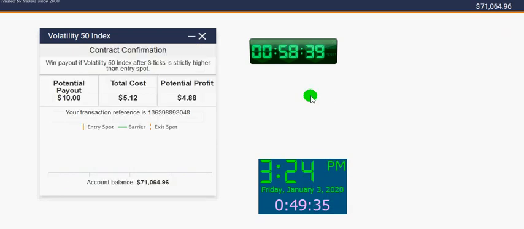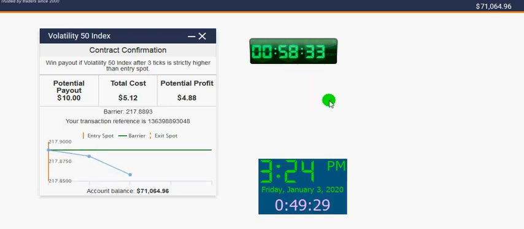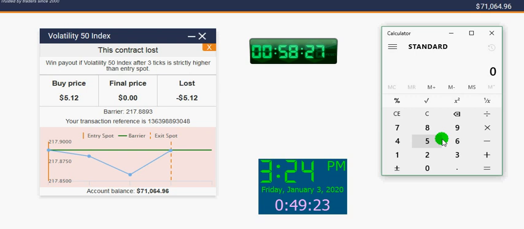We click on purchase. So when it is exactly 57 minutes, we click on purchase again. So we lost that trade, number 2.